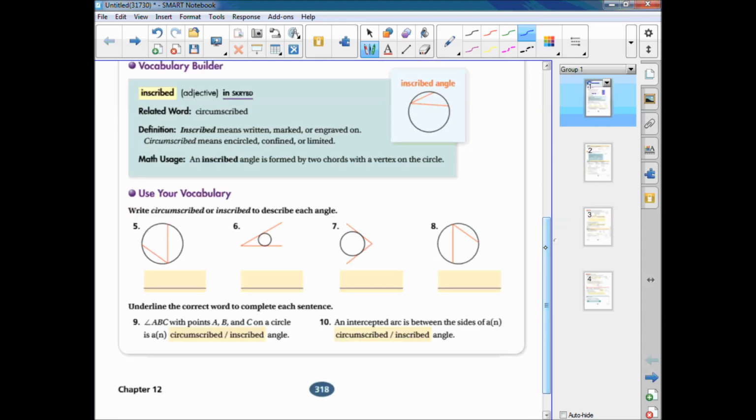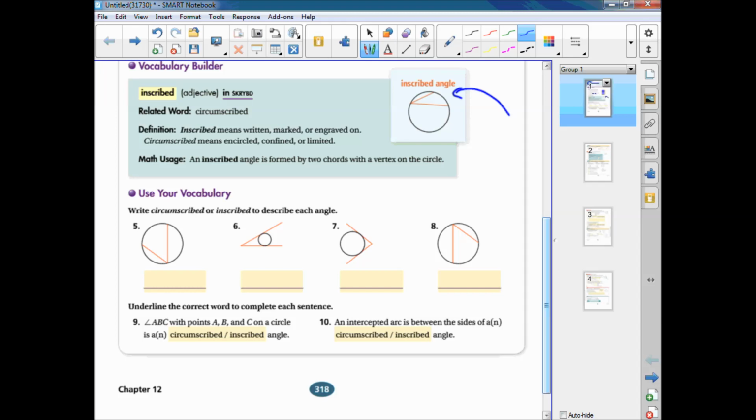So we have some vocabulary builder here. We have a new word called inscribed. Related word are circumscribed. So this angle over here is an inscribed angle inside of the circle. We saw this before when we had circles inscribed inside of triangles and inside of polygons back in chapters 10 and 11.